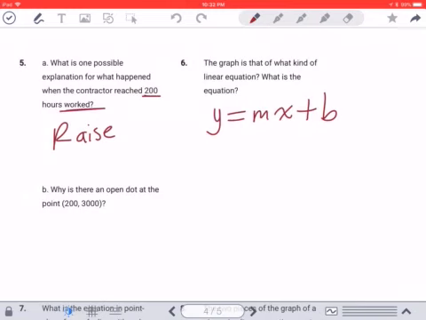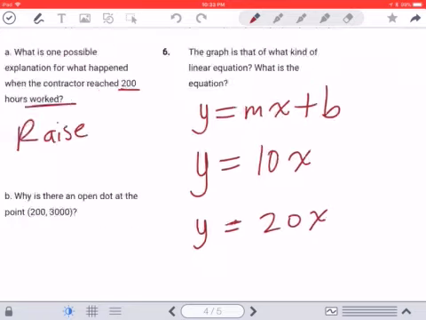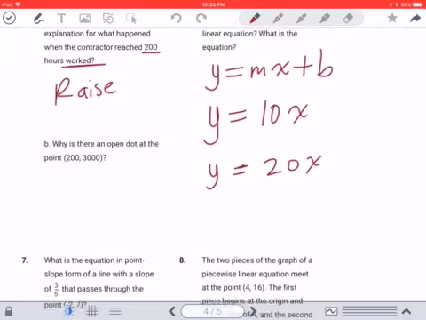So it says, what is the equation? Well, the first equation is going to be y equals 10x, and the next one is going to be y equals 20x. Okay, and you would write some other things. We'll go into those later.